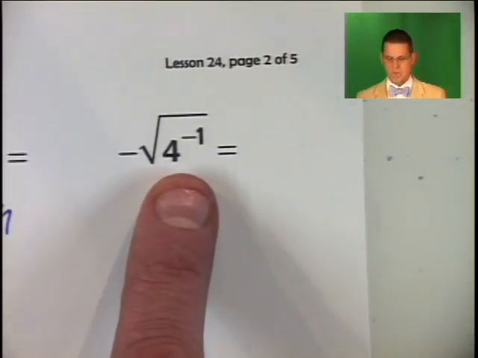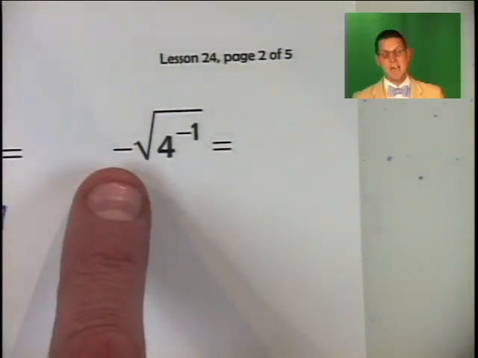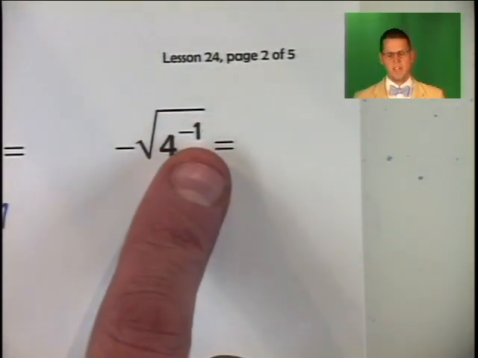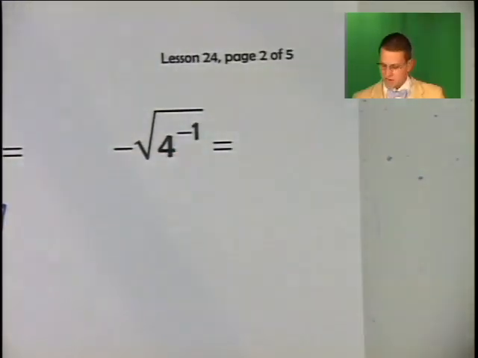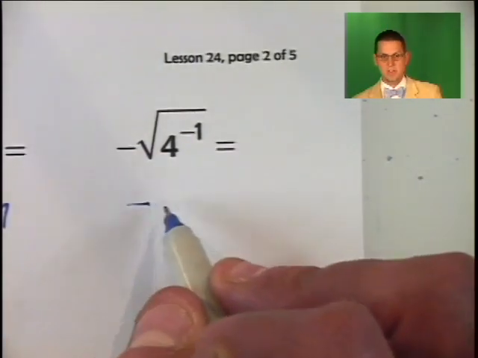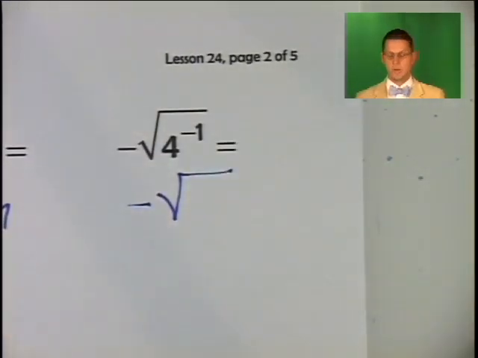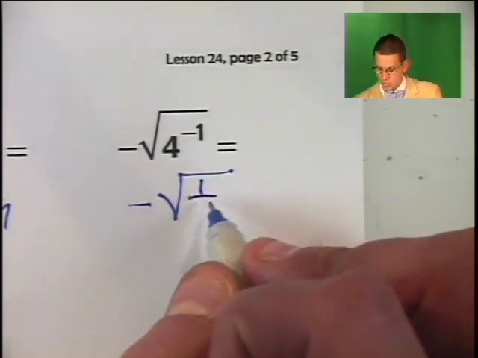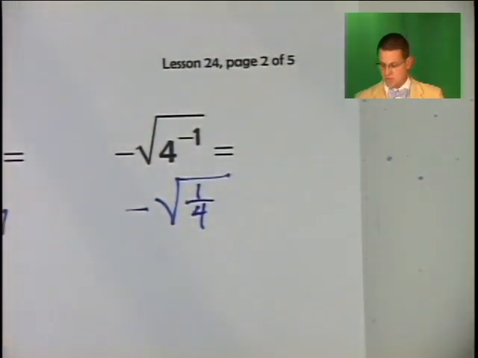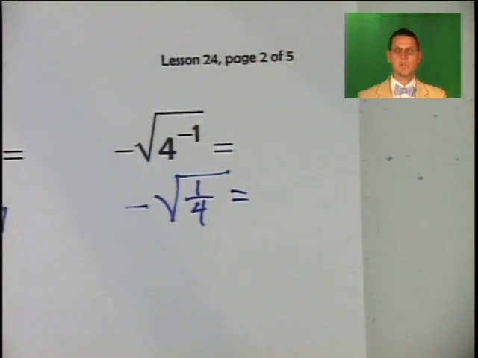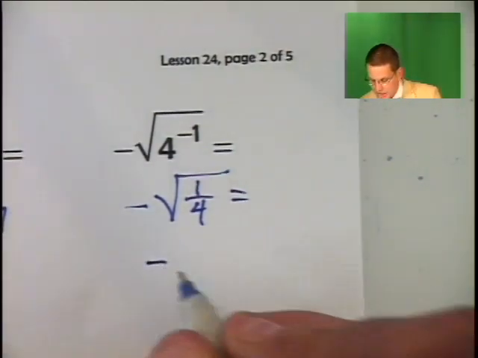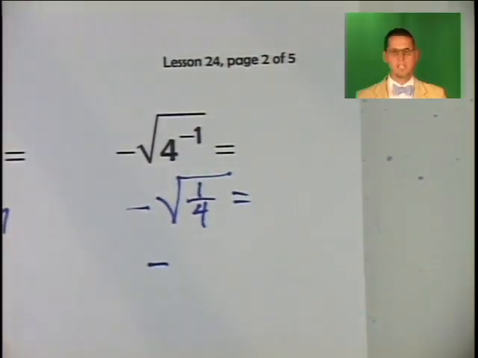Now, let's throw all those negative things in and look at this one. This is kind of daunting. That is the negative square root of 4 to the negative first. Well, we talked about negative exponents on a previous show. 4 to the negative first is 1/4. So what does that mean? That means, since the negative is on the outside, that our answer will be negative. It's different from being on the inside.